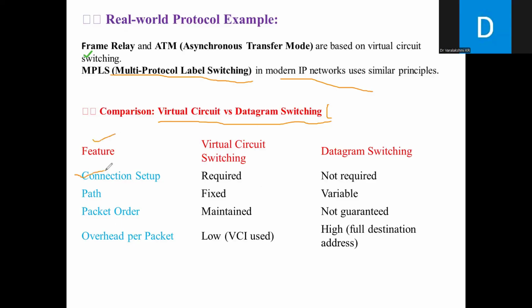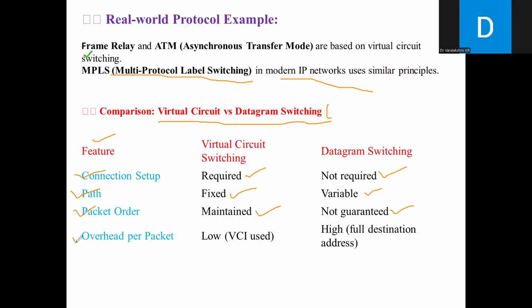The first feature is connection setup. In a datagram, the connection setup is not required, whereas in a virtual circuit, the connection setup is required. The second feature is path. Here in a datagram, the path is variable, whereas in a virtual circuit, the path is fixed. The third feature is packet order. The packet order is not guaranteed in a datagram, whereas it will be maintained in virtual circuit switching.